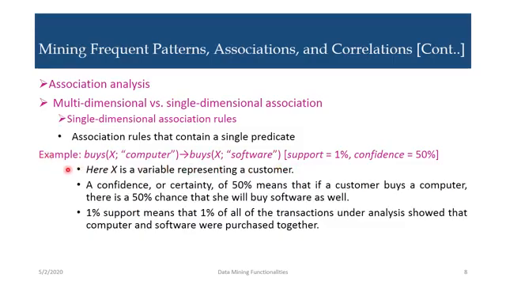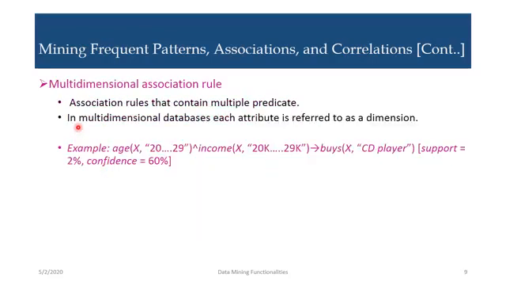Now why have we called this particular example single dimensional? Because we are using a single predicate here. Now we go to the multidimensional association rule. A multidimensional association rule is nothing but an association rule that contains multiple predicates. We can see this example: age(X, 20 to 29) and income(X, 20k to 29k) implies buys(X, CD player), where support is 2% and confidence is 60%.